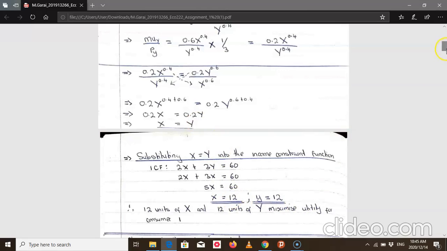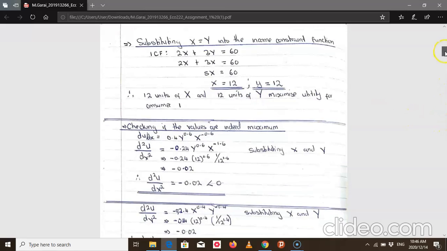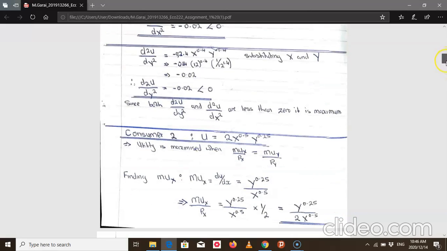This means for consumer 1, 12 units of good X and 12 units of good Y maximize utility for that consumer. Then we can always check to see if it's a maximum. I don't know if this is a requirement for the question, but I just do it. So we do the second derivative. If the second derivative in X and the second derivative in Y are both less than 0, this means we are maximizing utility.